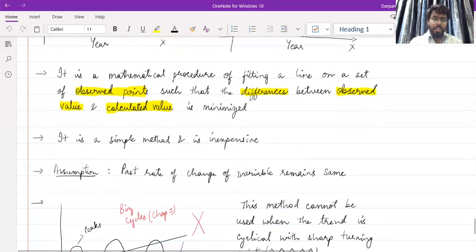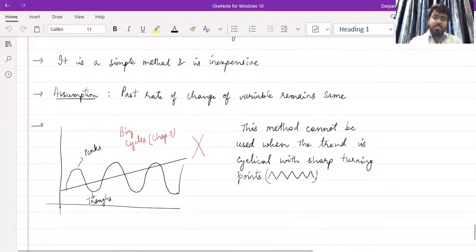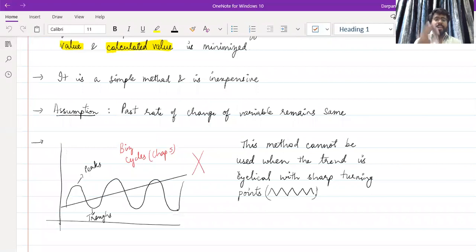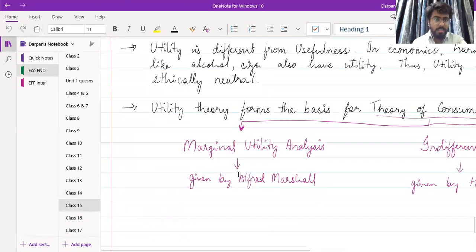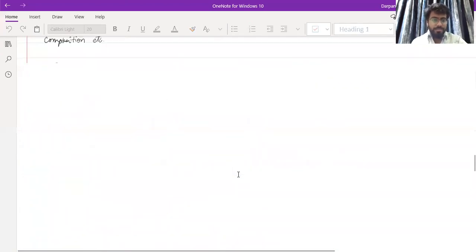But this method cannot be used when there are trends or cyclical sharp turns in your business cycles. That means it is not considered when your graph or the trends of the past years are moving in a cyclical manner, right? Let's move on to the next class, where I guess we have ended this particular unit.